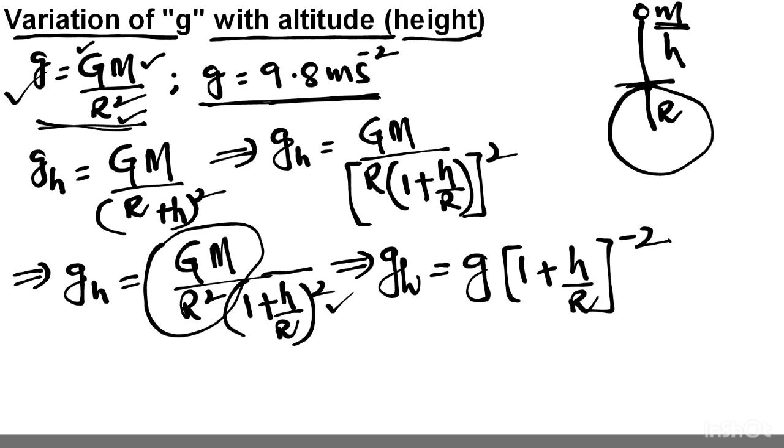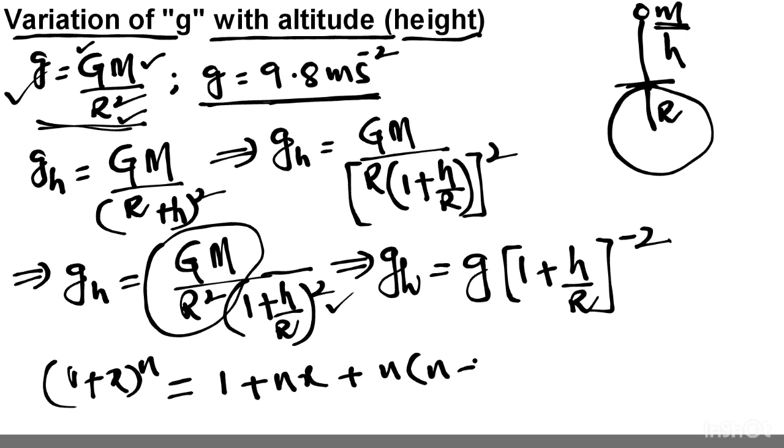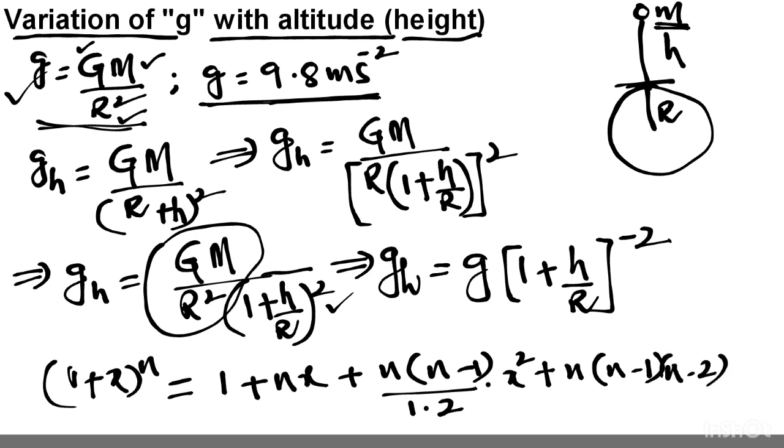So this can be solved with the binomial theorem, according to which you know well that (1 plus x) power n is equal to 1 plus nx plus n into (n minus 1) by 1 into 2 into x square plus n into (n minus 1) into (n minus 2) by 1 into 2 into 3 into x power 3, and so on.